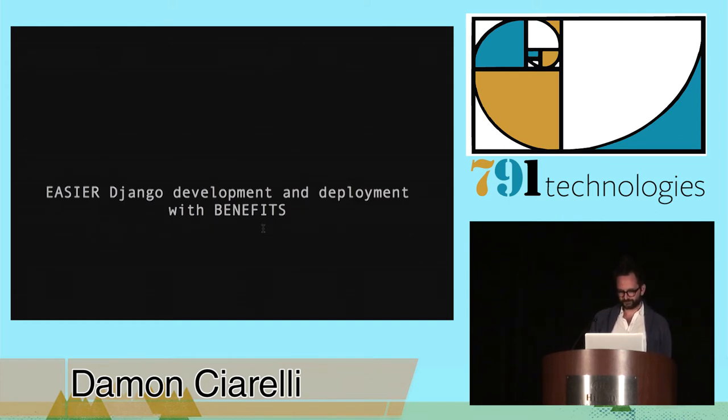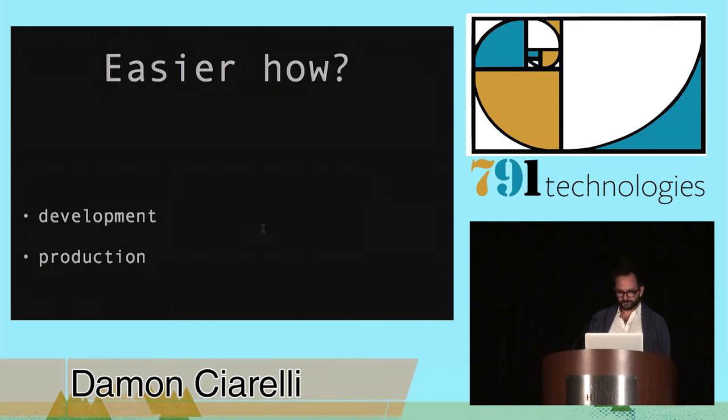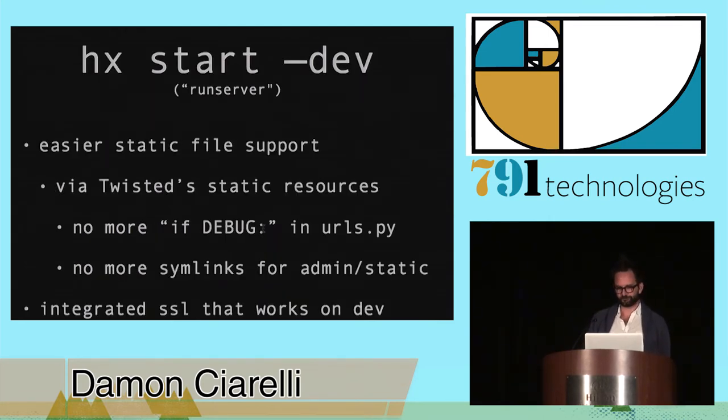So, easier Django development and deployment with benefits. Why is it easier? A couple of little things, like when you're running the dev server, you don't have to do that "if debug, then serve my statics from here." Hendrix has a nice little way of doing that. You also don't need symlinks for your admin anymore. It just works now, which is kind of nice. And another bonus is that you can just make a self-signed certificate and run SSL right there in the Django dev server, which is very handy sometimes.